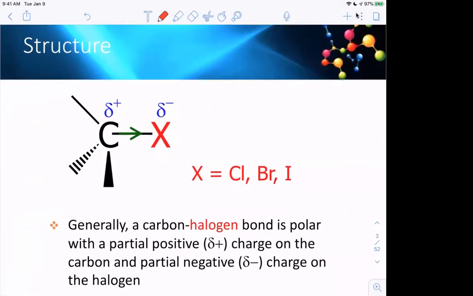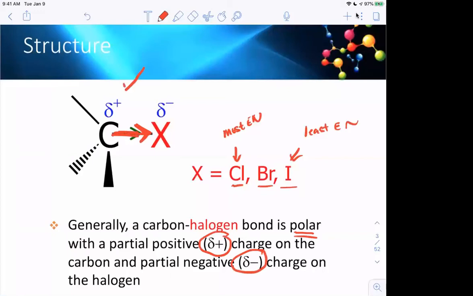So this is the structure. Typically, these are fairly electronegative atoms, right? This one is the most electronegative, and this is the least electronegative. But I do have this sort of pulling, right? I have this carbon-halogen bond, which is polar. So I get this partial positive on the carbon and the partial negative on the halogen.